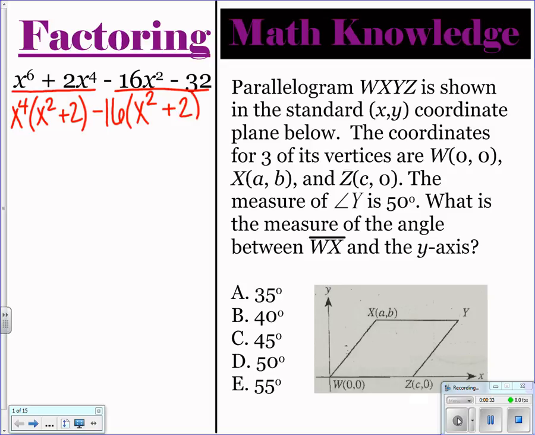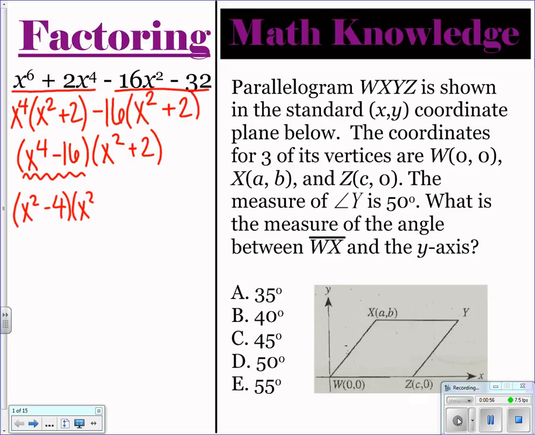And so we talked about this within the last week or two. You will rewrite this as x to the fourth minus 16 and then x squared plus 2. So that's factoring by grouping. However, this x to the fourth minus 16 is a difference of squares, and it'll factor further. It'll factor as x squared minus 4 and x squared plus 4. And we have the times x squared plus 2.